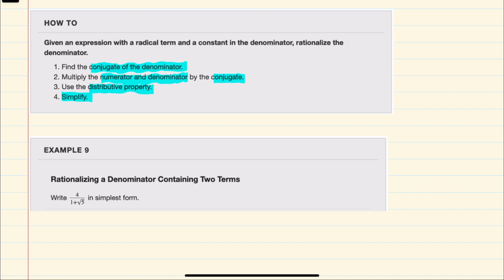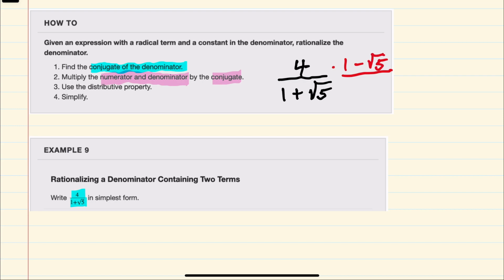And our example here has 4 in the numerator and 1 plus the square root of 5 in the denominator. So our first step is to find the conjugate of the denominator. And the conjugate of 1 plus the square root of 5 would just be 1 minus the square root of 5. So just changing the sign in between those two terms, we are going to multiply both the numerator and the denominator by this conjugate. So we are going to multiply the top by 1 minus the square root of 5, and the bottom by 1 minus the square root of 5.